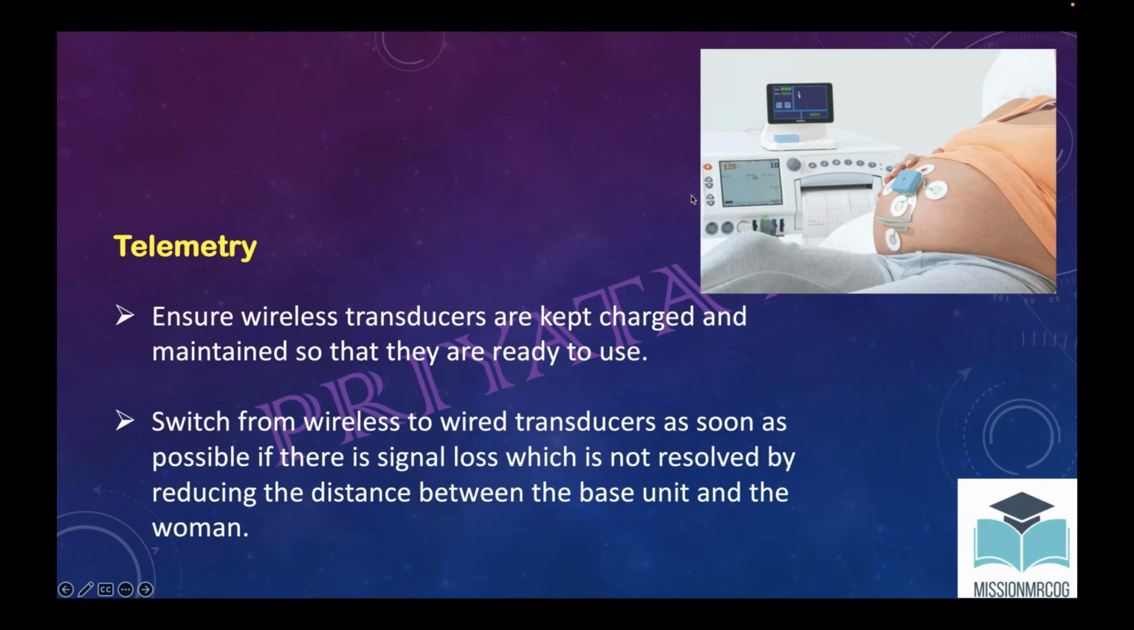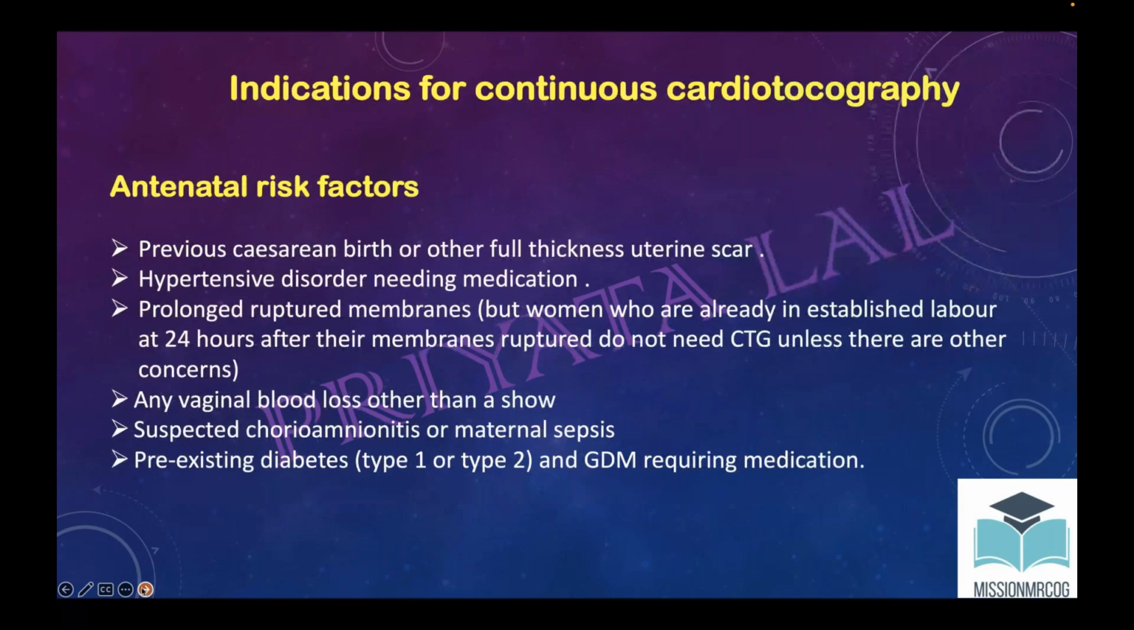Now, what is the indication for continuous fetal monitoring? As per the previous guideline also, there are certain antenatal risk factors like previous cesarean or any other uterine scar, hypertensive disorders of pregnancy that require medication, prolonged rupture of membrane, any vaginal loss that is more than show, that means from where the bleeding is coming, infection or sepsis or chorioamnionitis, and diabetes mellitus, pre-existing or GDM, that requires medication. So these are the antepartum or antenatal risk factors.